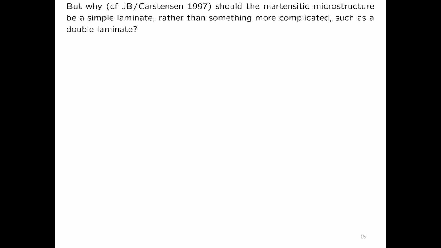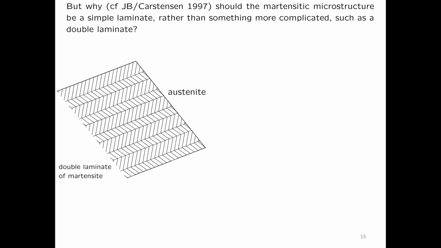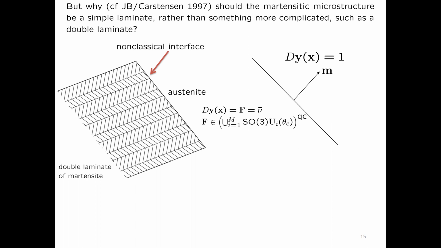Now, why should we expect that you have a simple laminate rather than a double laminate, for example? So why doesn't it look like that, with the austenite over here and a double laminate of martensite over here? Why not? That would be a sort of non-classical interface. And that would correspond to having the macroscopic deformation gradient be the identity over here. Over here, it would be a constant. We assume it's a constant.